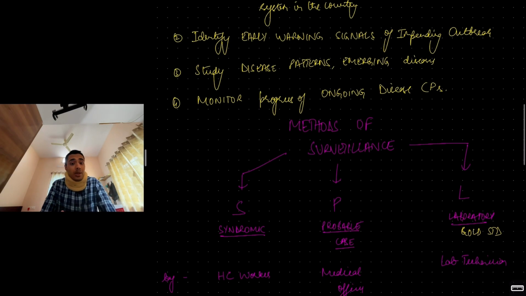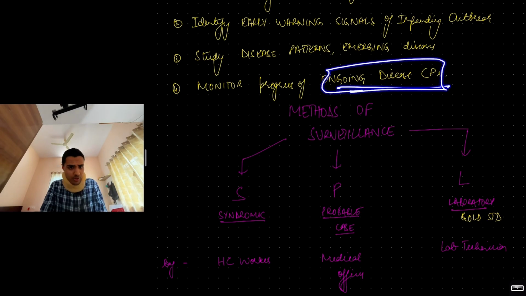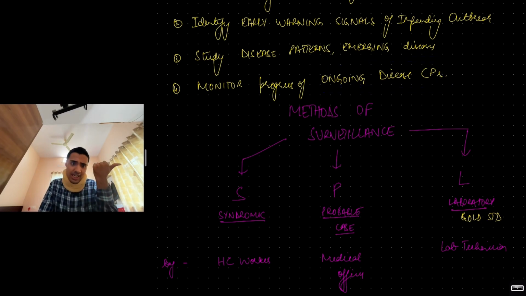And because we receive data regarding all diseases, we can monitor the progress of other ongoing disease control programs. You have so many programs: National Leprosy Eradication Program, National Tuberculosis Elimination Program, National Polio Program, National Vector-Borne Disease Control Program. To monitor the progress of these diseases, you need the data, right? So this data is obtained through this IDSP, Integrated Disease Surveillance Project.